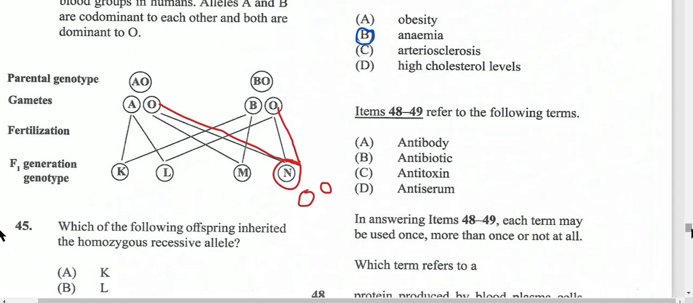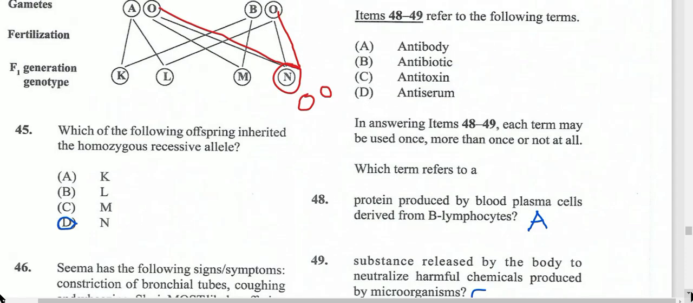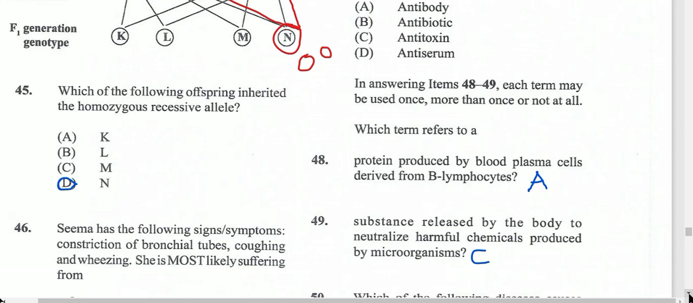For 48 to 49, it refers to the following terms, and these are terms that most times students really never ever get to. They are pretty much at the back of the syllabus. We're looking at antibiotic and of course antibody. Which term refers to protein produced by blood plasma cell derived from B lymphocyte? That's going to be A, your antibody. 49, substance released by the body to neutralize harmful chemical produced by microorganism. That's going to be antitoxin, and it's going to be C for 49.